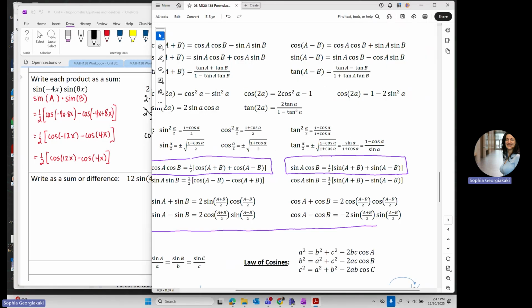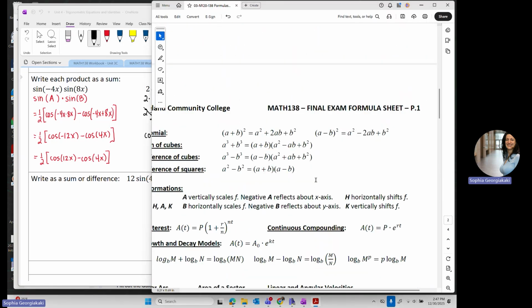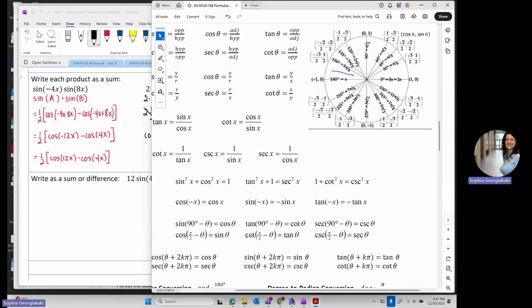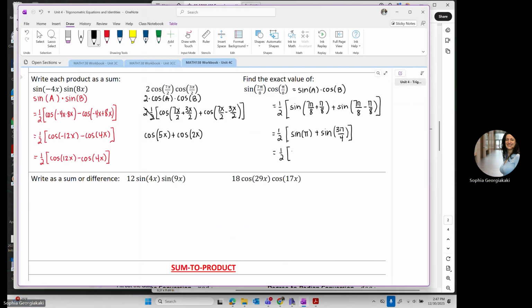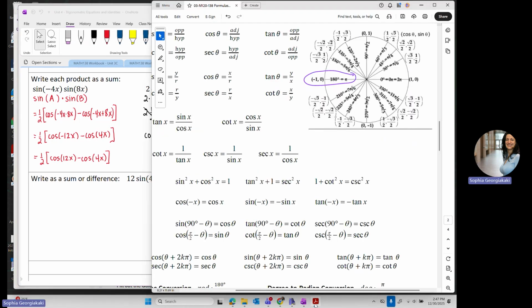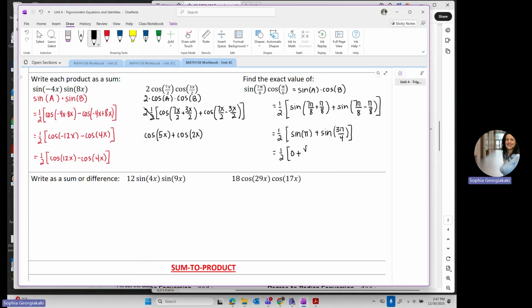If we go on our trigonometric circle, pi is right here. The sine of pi is equal to 0. 3 pi quarters is here. The sine is equal to square root of 2 over 2. So 1/2 of square root of 2 over 2 will be square root of 2 over 4. That will be the value.